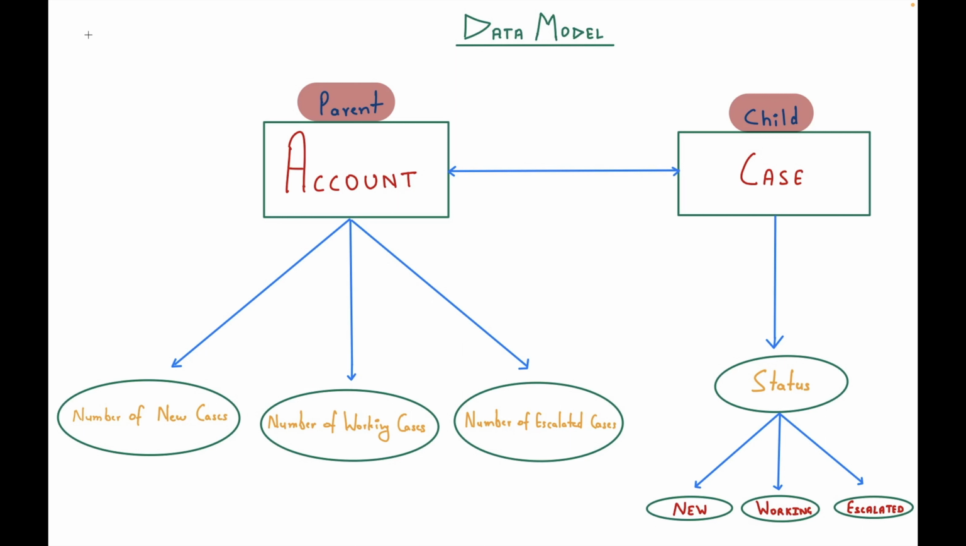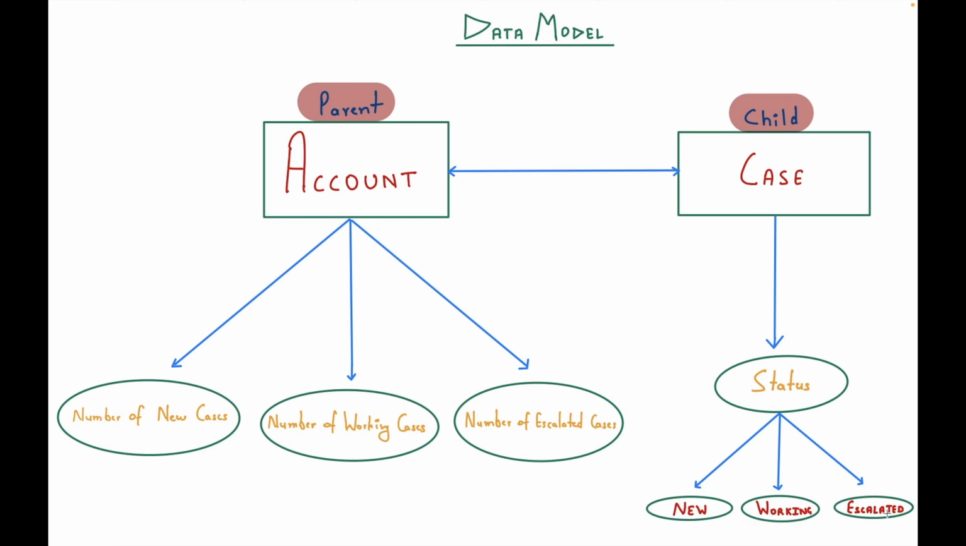First, let's understand the data model for this scenario. Today again we are going to play with two objects. First is Account, which is the parent object, and second is Case, which is the child object. On the Account object, we have three custom fields of number type, which are number of new cases, number of working cases, and number of escalated cases. And on the Case object, we have a picklist field Status which contains three values: New, Working, and Escalated. So this is the data model for today's scenario.